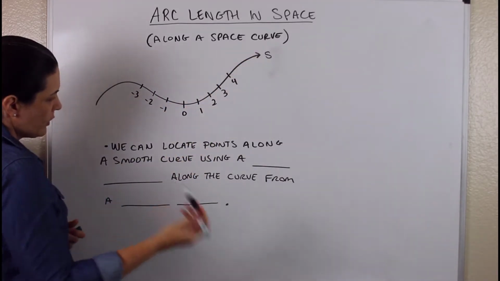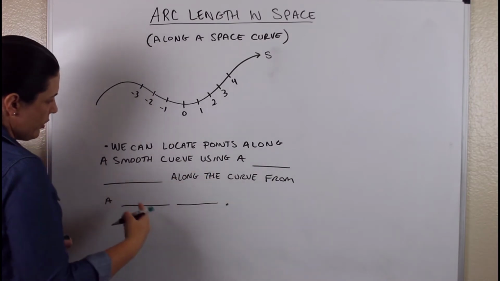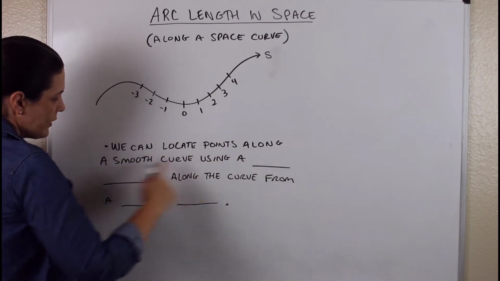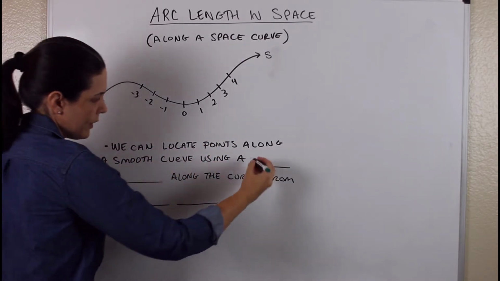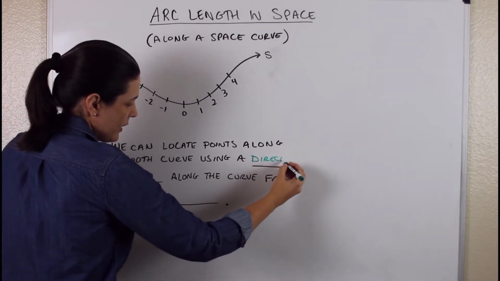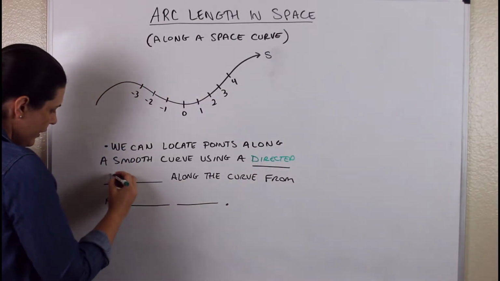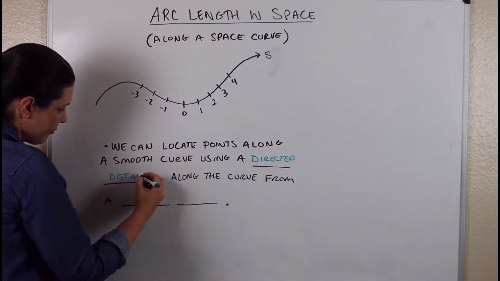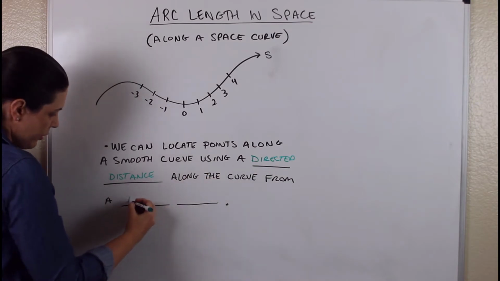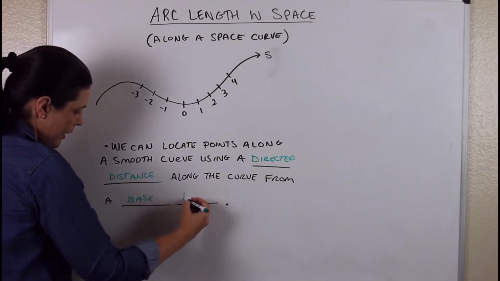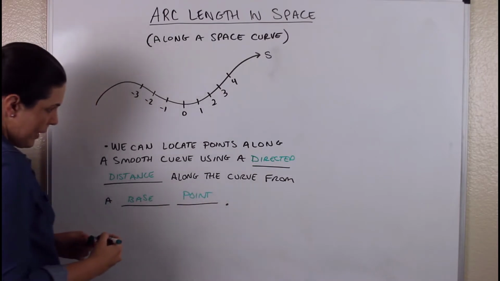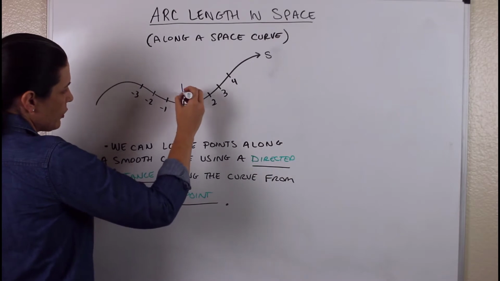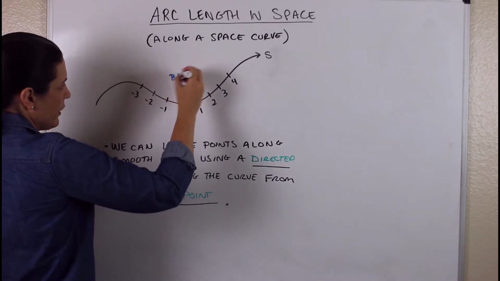So we have what's called a base point. I'll give you a formal definition here, but some information. We can locate points along a smooth curve using directed distance along the curve from a base point. The base point is going to be some starting point, which for this one here, that's right there at 0. So base point here.